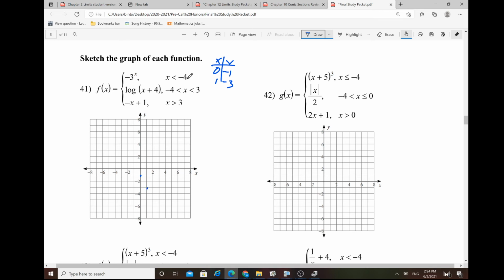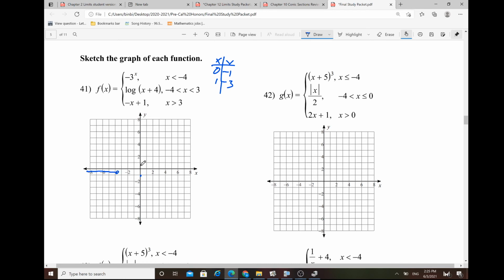But this one is getting close to anything that's less than negative 4, so plug in anything less than negative 4. It looks like this one is getting close to the x-axis, the asymptote. So most likely this part of the graph is going to be like this. For this region here, we can just cut it out, because it's restricted to x less than negative 4.